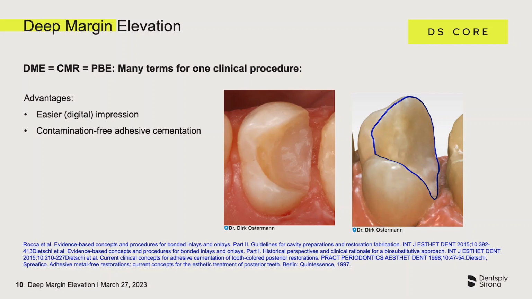Of course, with a coronal epigingival crown margin, it is much easier to make an impression or a digital scan. And the subsequent adhesive cementation of the indirect restoration is much easier to perform without contamination.